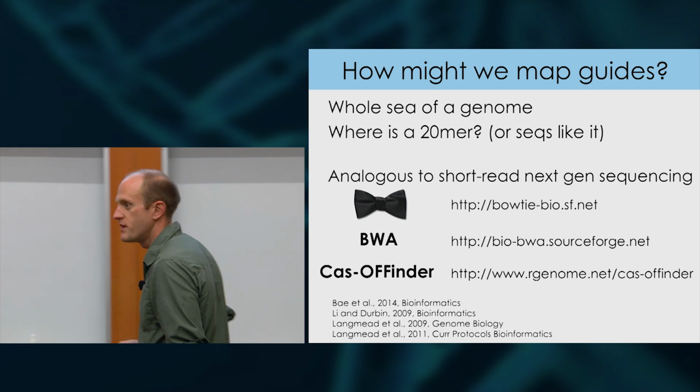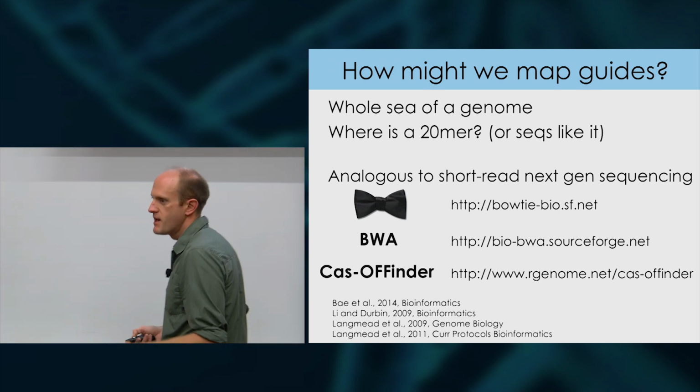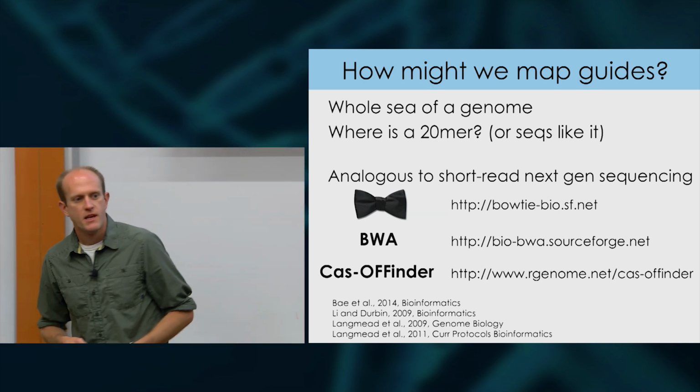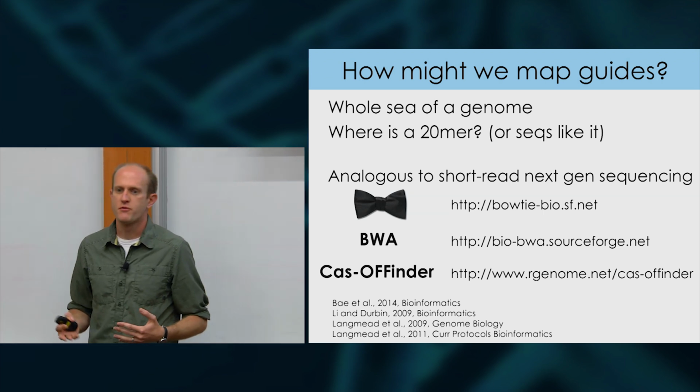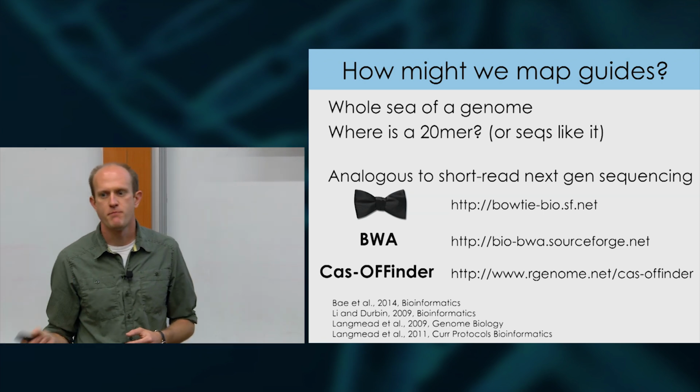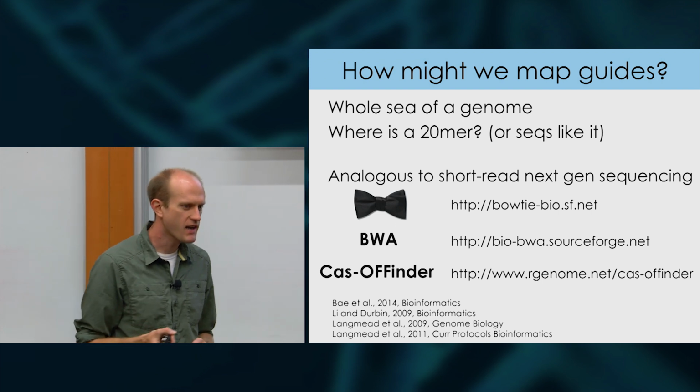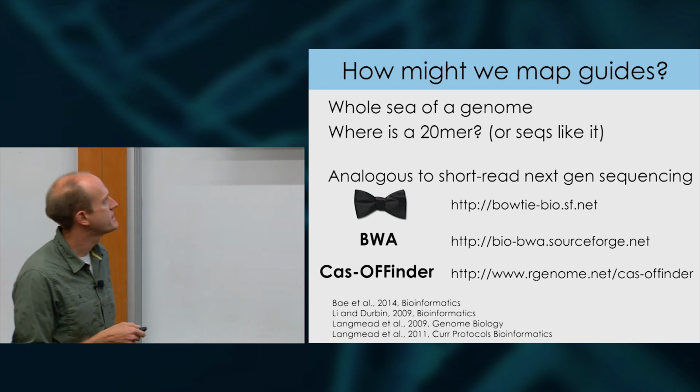Very popular ones have names like Bowtie and BWA. These are very often used by guide finding software to map found guides back to the genome. We'll talk in a little bit about some of the caveats related to that.